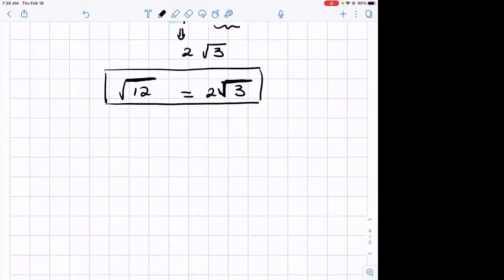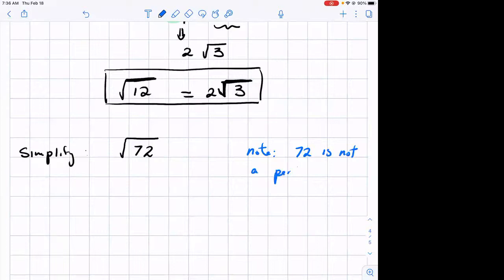Let's look at another example. Simplify the square root of 72. Okay? Square root of 72. So 72, you should note, is not a perfect square. And once again, we say this because there is no number that when multiplied by itself gives 72.